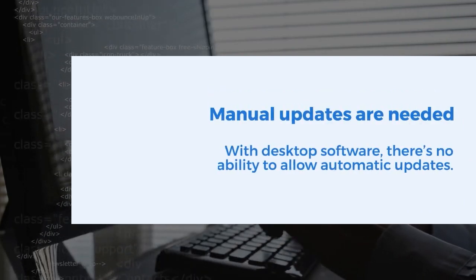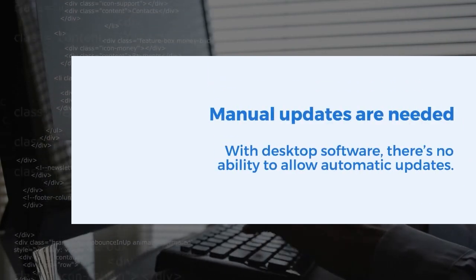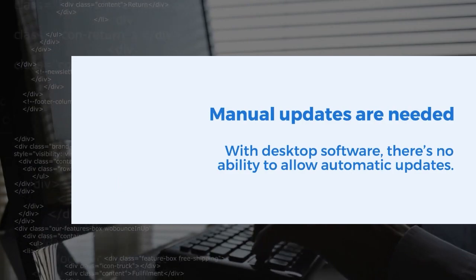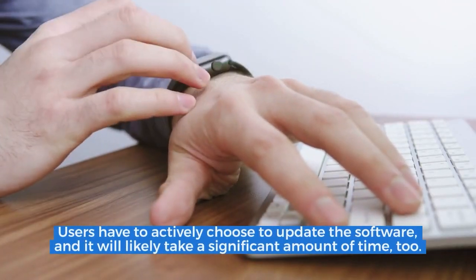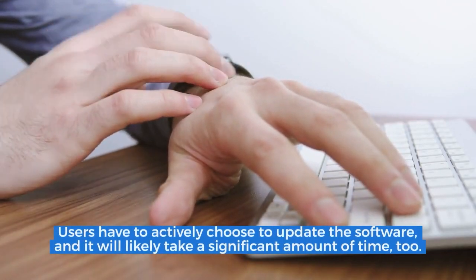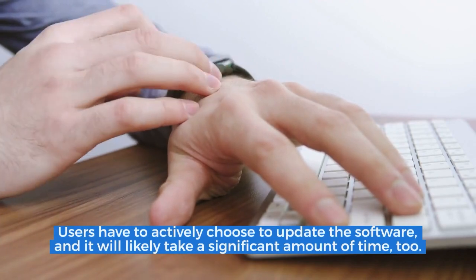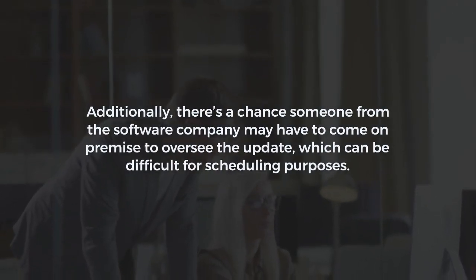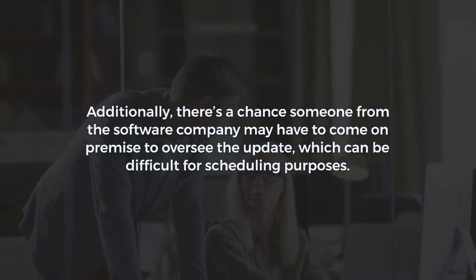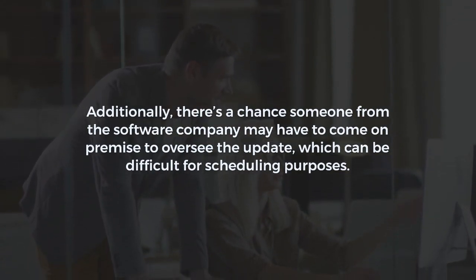Manual updates are needed. With desktop software, there's no ability to allow automatic updates. Users have to actively choose to update the software, and it will likely take a significant amount of time, too. Additionally, there's a chance someone from the software company may have to come on-premise to oversee the update, which can be difficult for scheduling purposes.